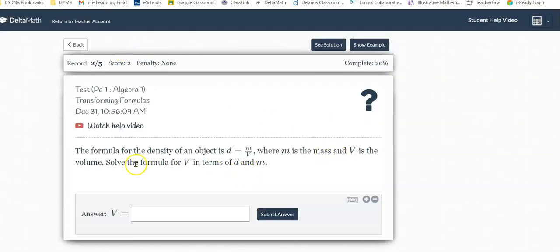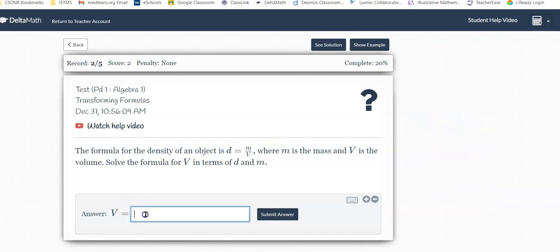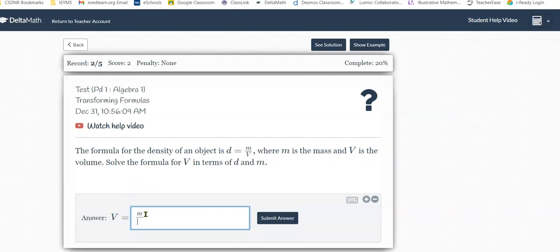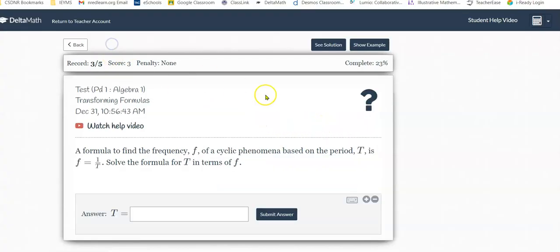All right, one more time, solve for v. So the first move I'm going to make here is multiply both sides by v, giving me this equation, and now I can divide both sides by d, and that isolates my letter v. So sometimes you have to use the actual letter you're trying to isolate. You have to actually use it in the math moves. So m divided by d. Awesome, I think you're getting the hang of it.